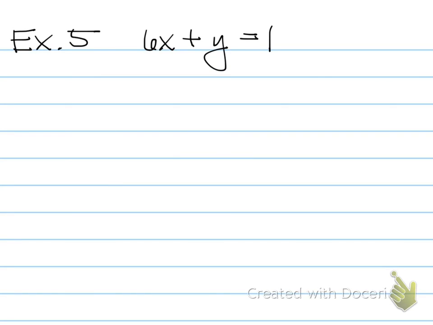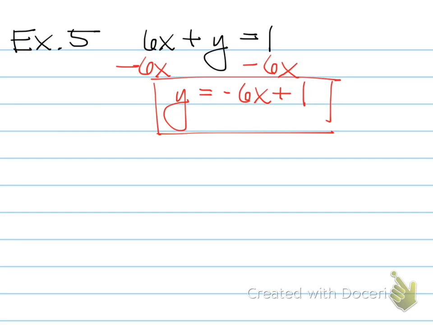Next example, subtract 6x from both sides. To isolate that y, it gives us y equals negative 6x plus 1. Again, the linear term should always be written just to the right of the equal sign.